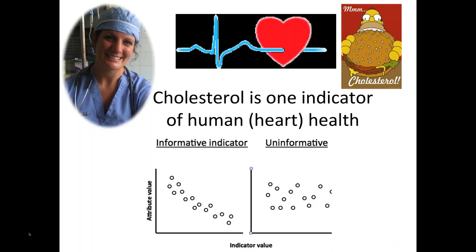And I just want to point out the two graphs on the bottom there. On the left, for an indicator to be informative, it has to be able to show trends that are relevant to what it is you want to measure, versus, say, on the right here, a scatter plot that doesn't really show trends. That would be a very poor indicator and not useful.